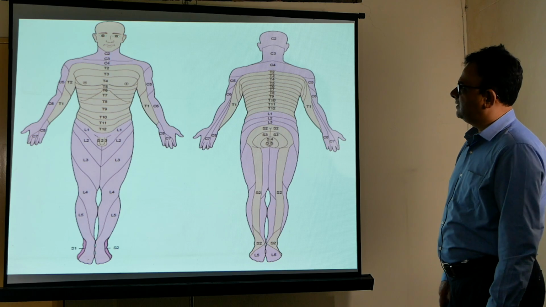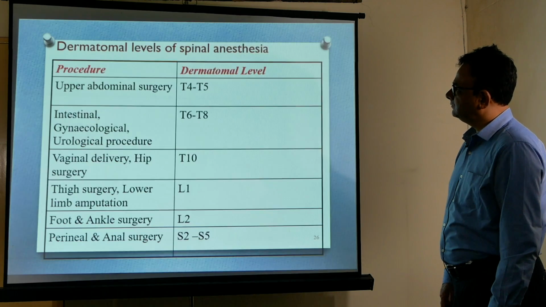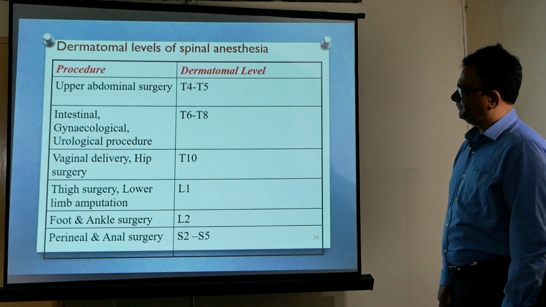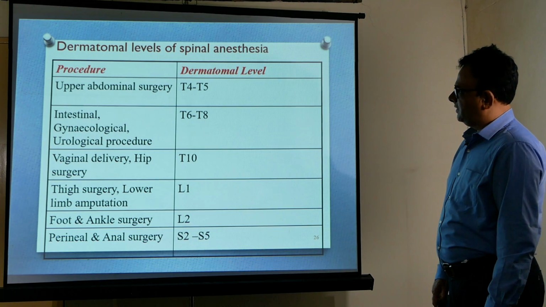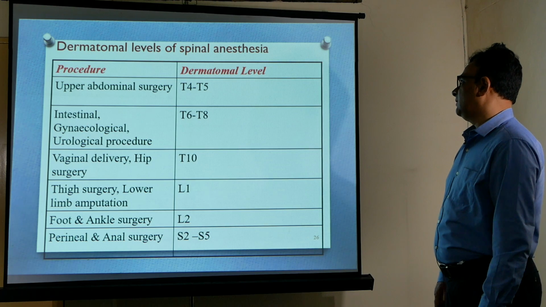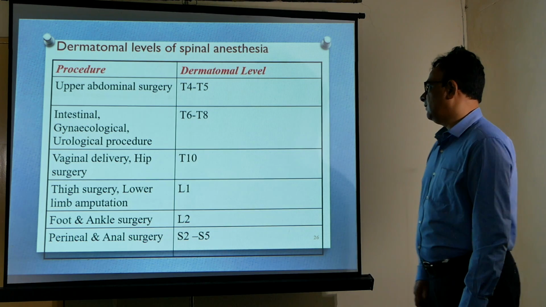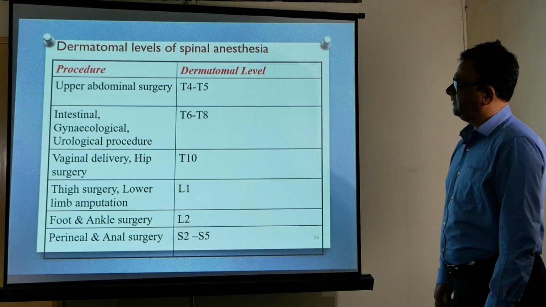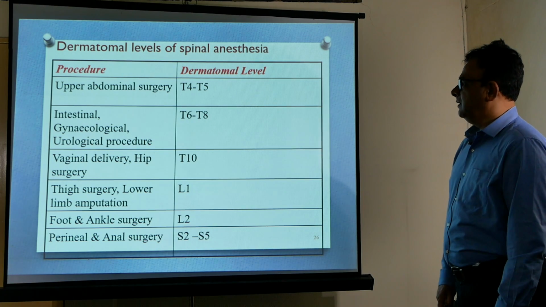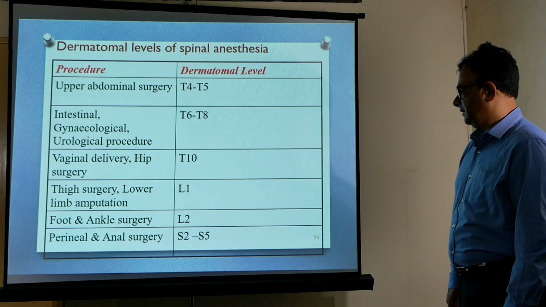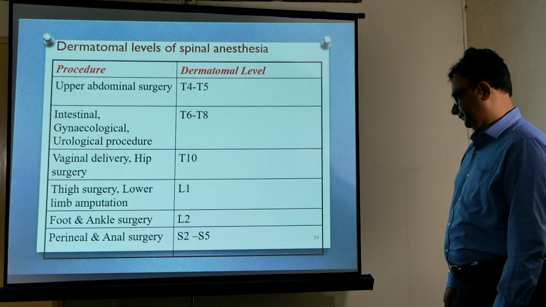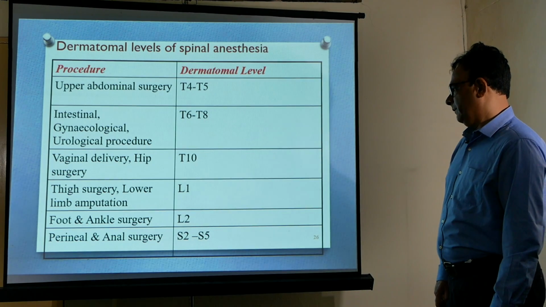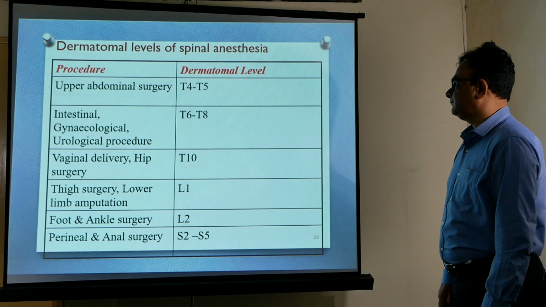These are the dermatomes which we have to block. Dermatomal levels of spinal anesthesia: for upper abdominal surgery, dermatome to be blocked is T4 to T5. For intestinal, gynecological, and urological surgical procedures we have to block T6 to T8. Vaginal delivery, hip surgery, blockade of T10. Thigh surgery L1, foot and ankle surgery L2, perineal anal surgery S2 to S5.